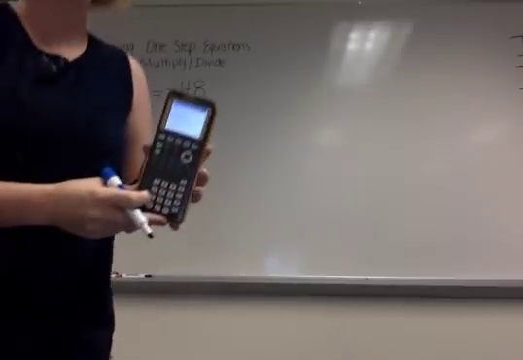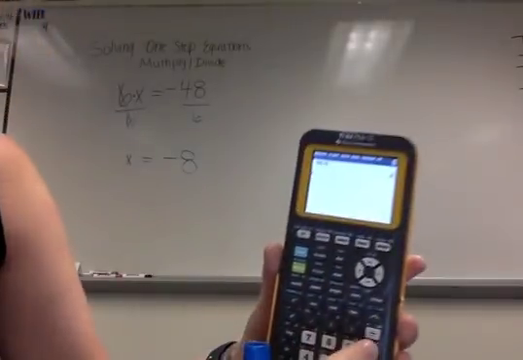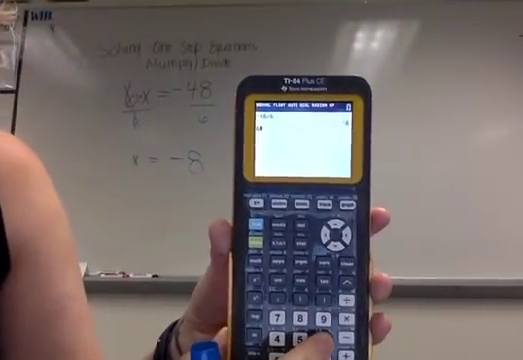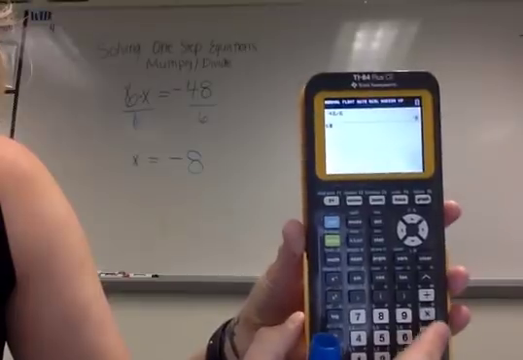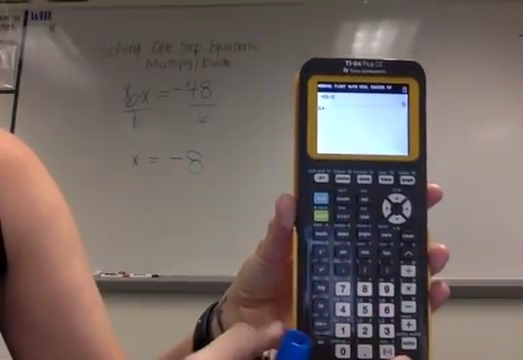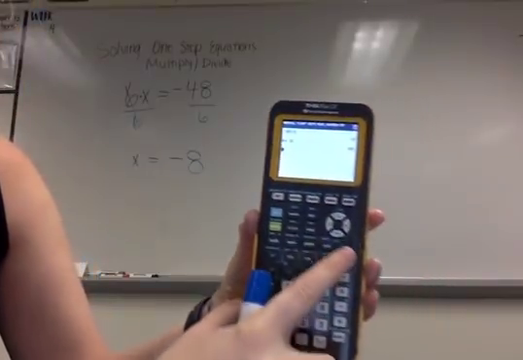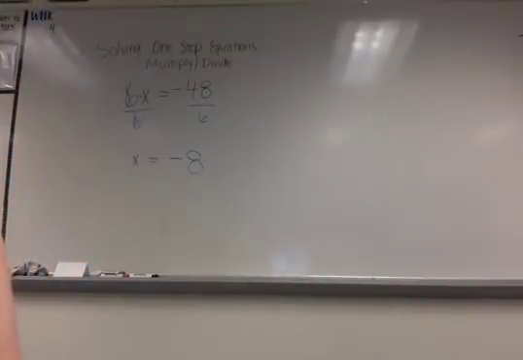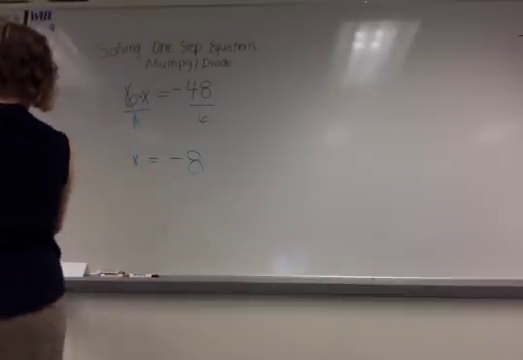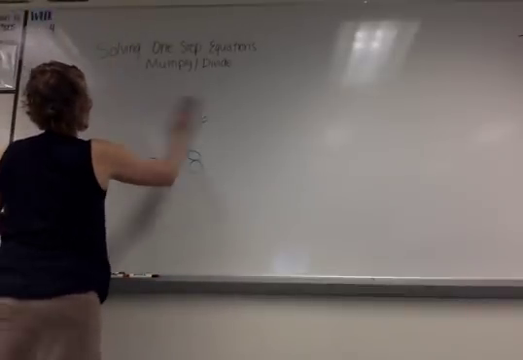Remember, you can go back and check just to make sure you did it right. So to check it, I'm going to use 6, which is the original, times what I found is my x, so negative 8, which gives me negative 48. So I did, in fact, find the correct answer. Okay, that's the first example.